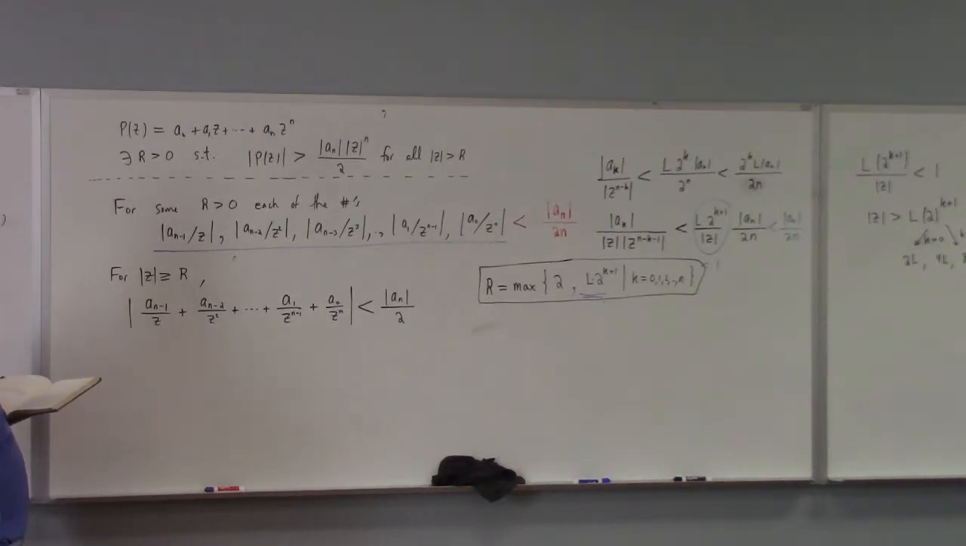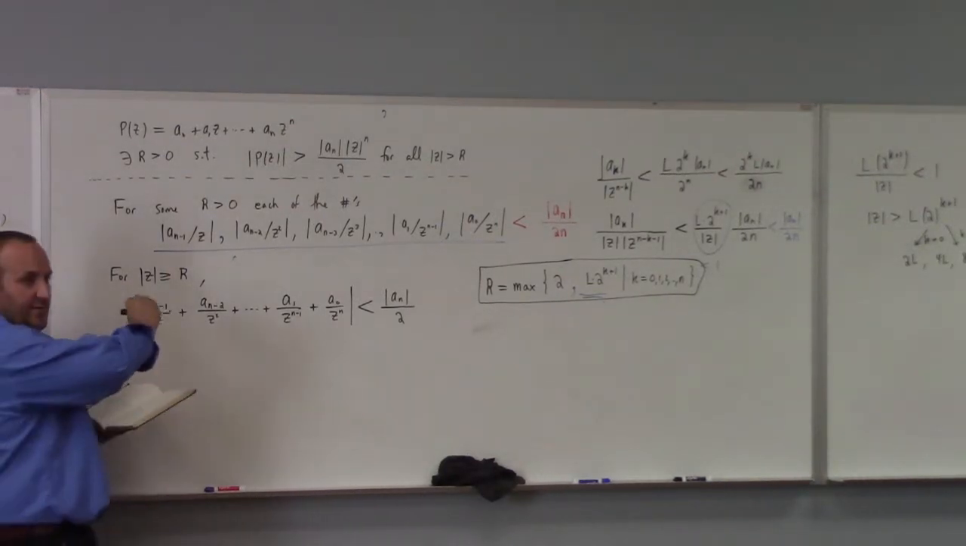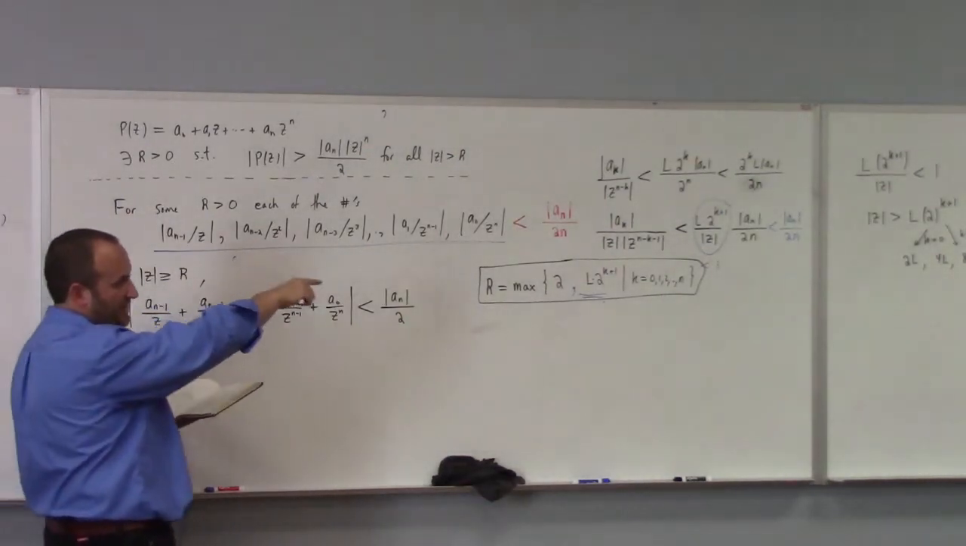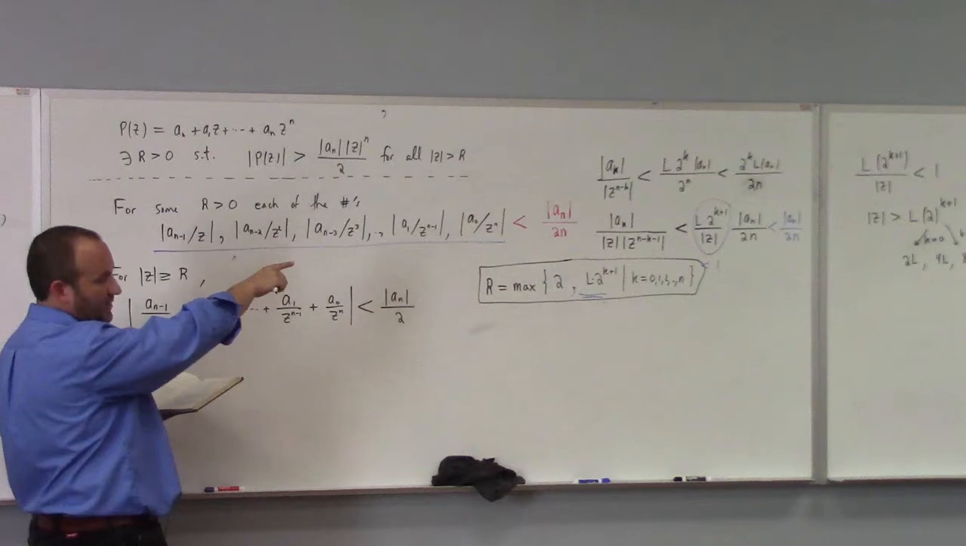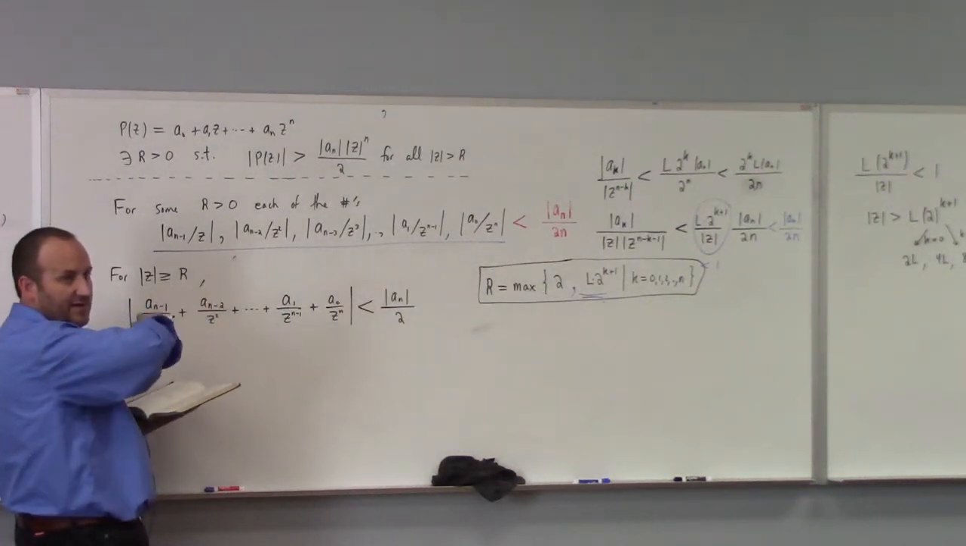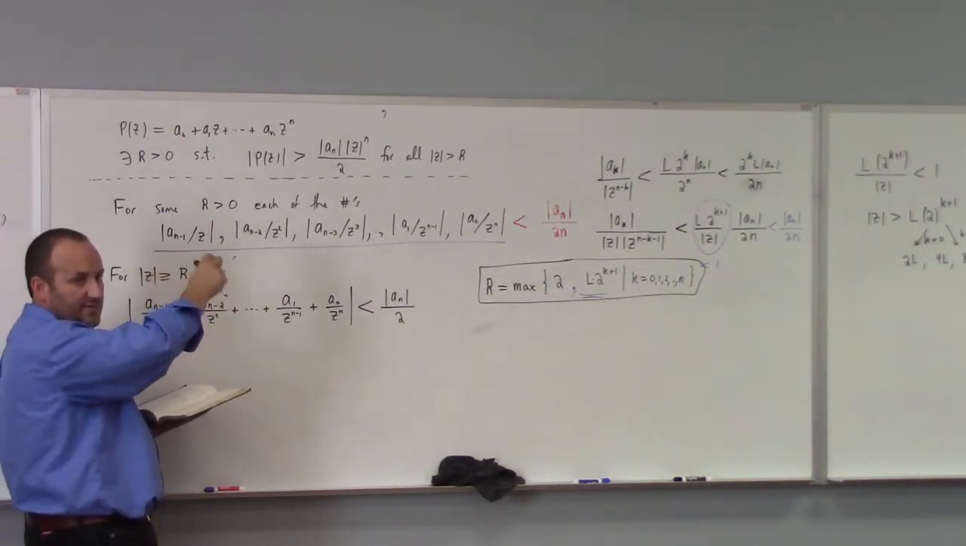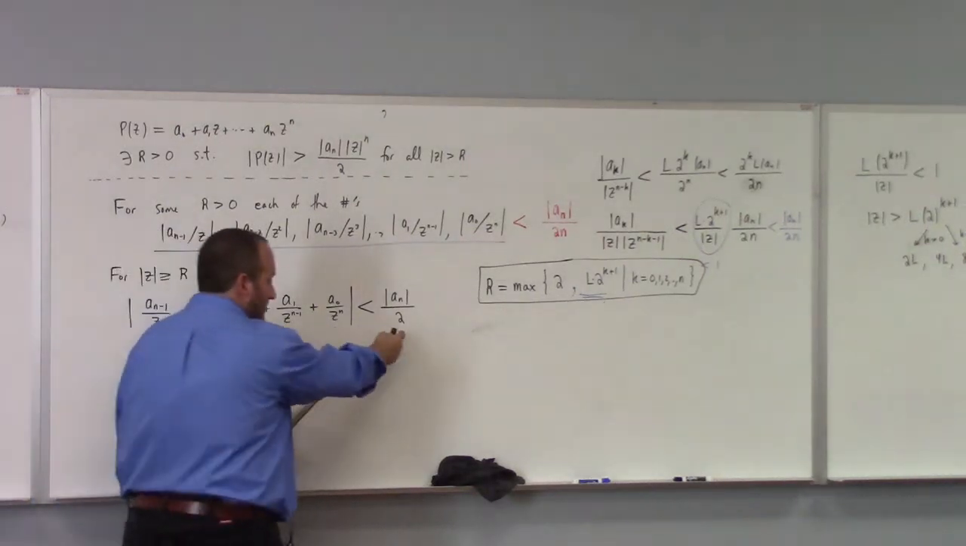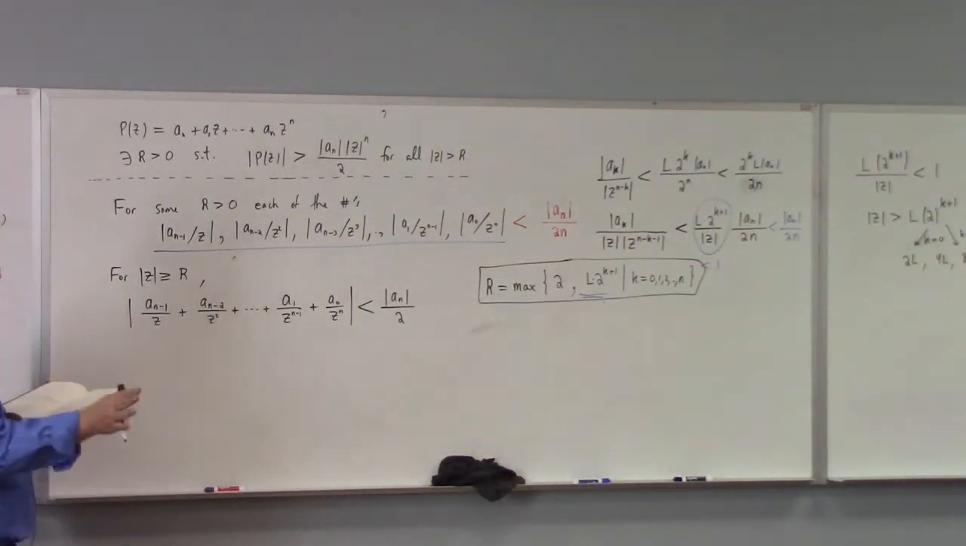There is a step that I haven't written down, which is to take the triangle inequality. You have n terms. Each one of those, apply the red inequality, and then you have n times the modulus of a sub n over 2n, which just gives us the modulus of a sub n over 2. So there's a step I didn't write down.